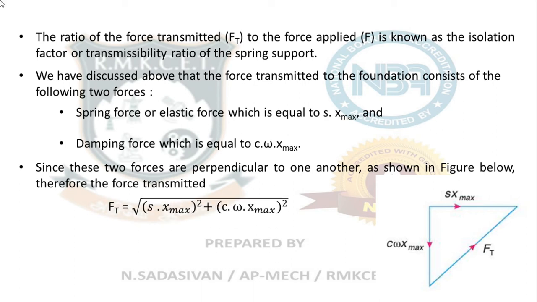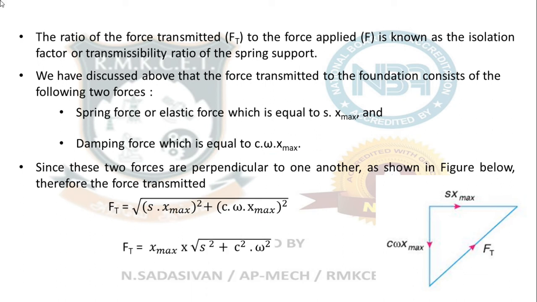So the force transmitted has two components. One is your elastic component and another one is the viscous component. Okay, so Sx. We have told here what these two functions are. Now bring it into the square root and add them, square them and add them to find the resultant. So (Sx max) the whole square plus (C omega x max) the whole square is going to give me the force transmitted to the foundation here.